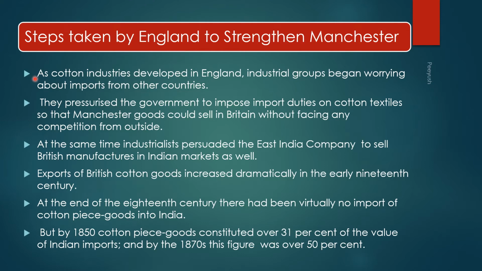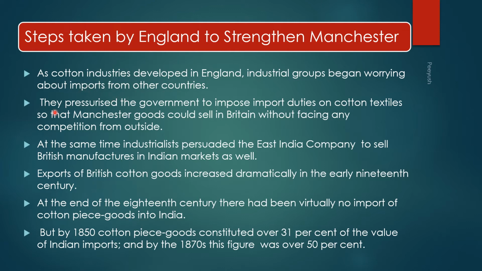Understand it. As cotton industries developed in England, industrial groups began worrying about imports from other countries because the products were coming from other countries like India. So Manchester wanted a kind of monopoly, that only Manchester products could be sold in the country. In this way, Manchester wanted to capture the local market of England. So the industrial groups were worried that as long as the imports would continue, it would be difficult for Manchester to hold its position to sell the products in the country.